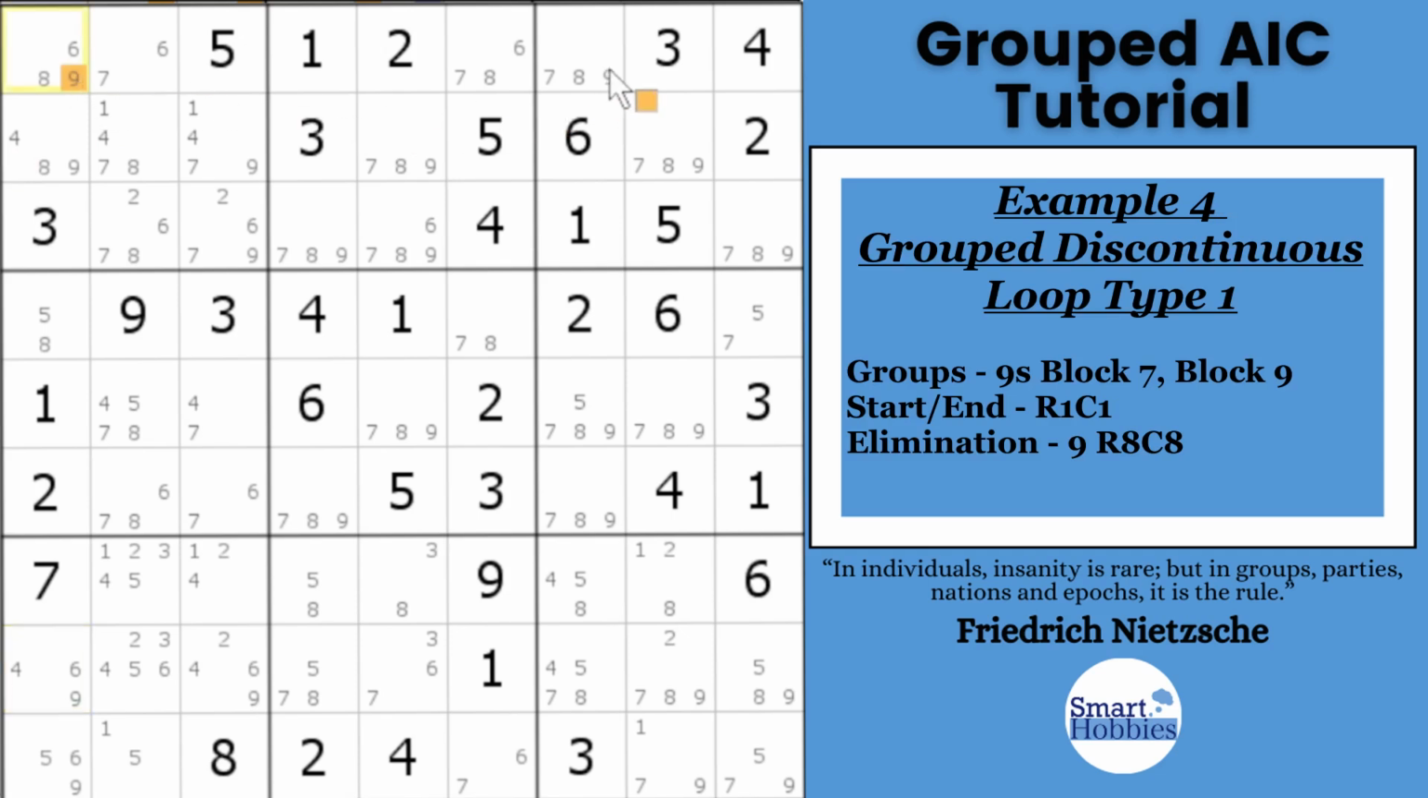And it has a strong link to this 9, right? That first 9, that's not a 9, this has to be a 9. A weak link to this 9 because there's multiple 9s in block 3. Then a strong link to this group of 9s. The 9s are in the column and in the block. So this is one of your grouped chains. Then a weak link to this 9 here.